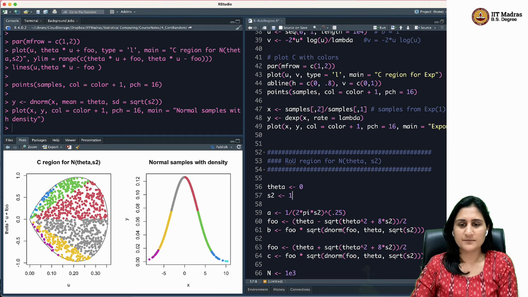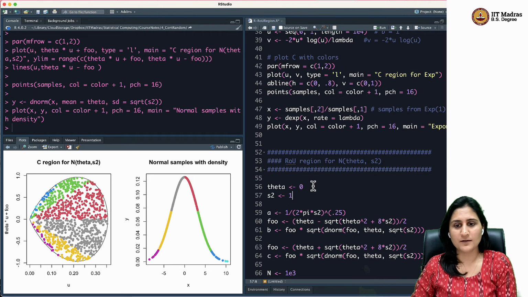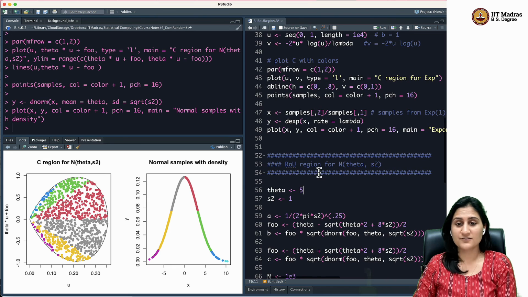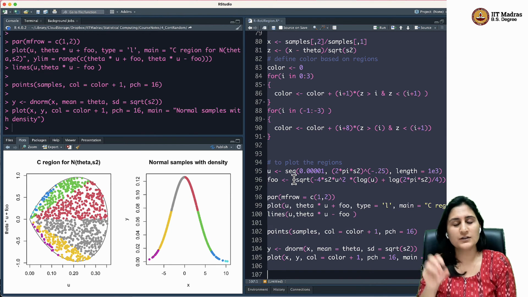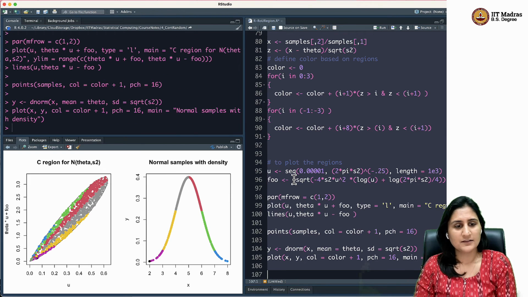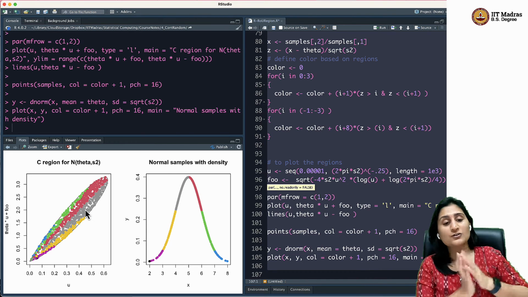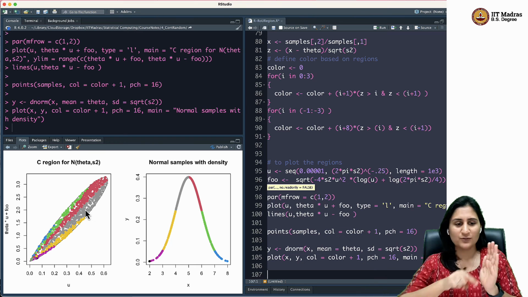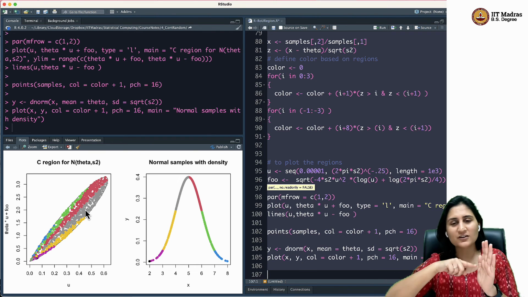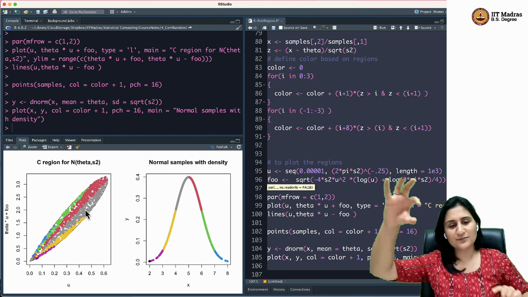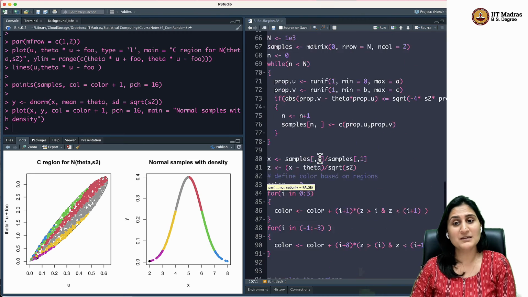However, if I take sigma squared back to 1, and if I take mean to be 5, okay, and then I draw what the C region looks like and what the corresponding samples drawn from that region look like, then look, this is exactly what this becomes when theta is equal to 5. Now the region looks very different. You don't have that sort of circular structure, but you have a little bit of an oblong, elongated structure when the mean has changed.